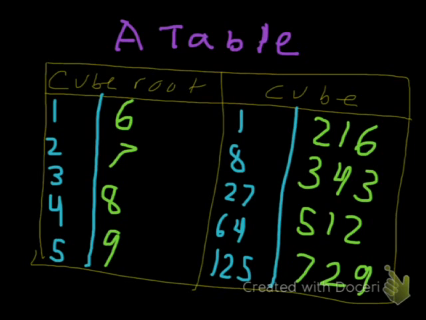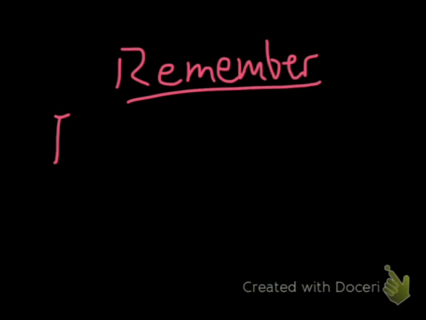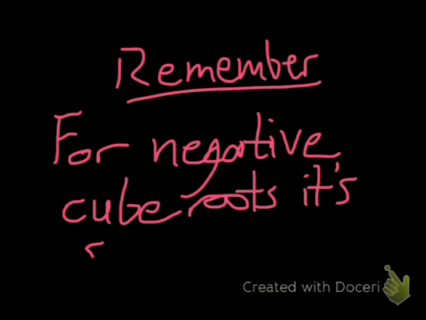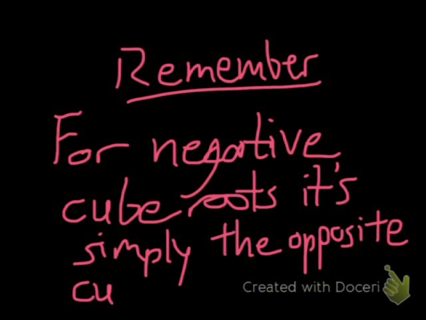So, remember, for negatives, it's simply the opposite. Like our table, you would just take the negative number. So negative 2, the cube of that would be negative 8. Negative 1, the cube of that would be negative 1. Negative 4, the cube of that would be negative 64. It's very simple.